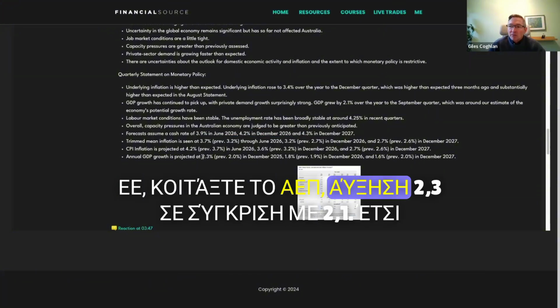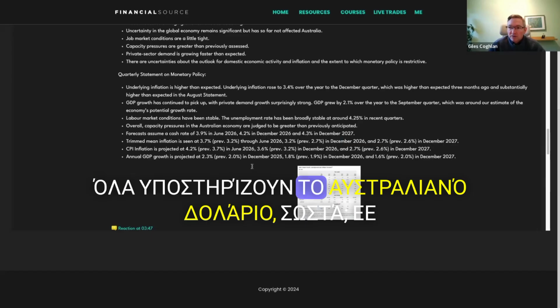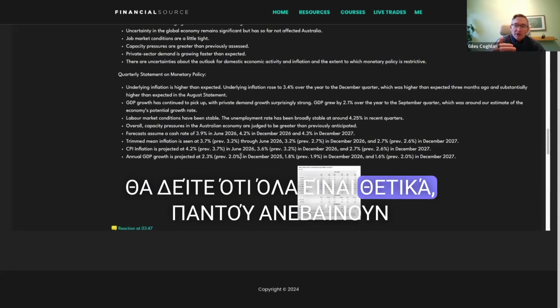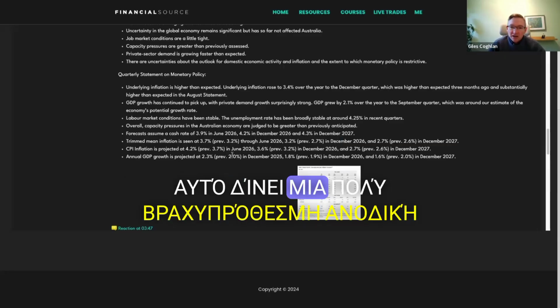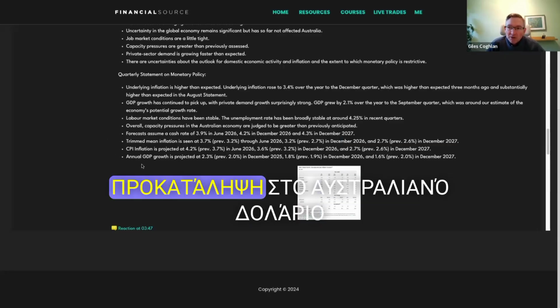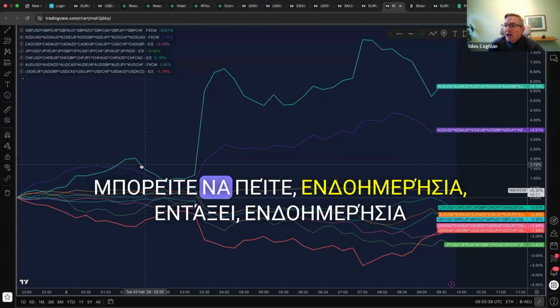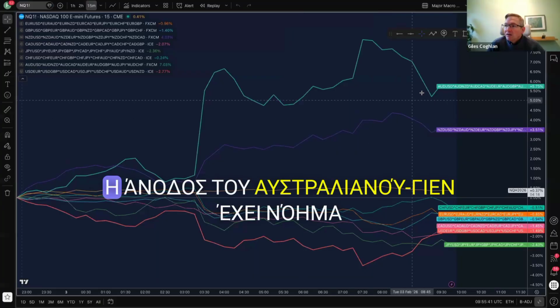Look at the GDP, up 2.3 versus 2.1. So everything is supportive of the Australian dollar, right? And you can see here, if you look at the projections, it's up against the board. Now, that does give a very short-term upside bias in the Aussie dollar. So there's two things you could do with it. So you can say intraday, okay, intraday, Aussie yen upside makes sense, right?